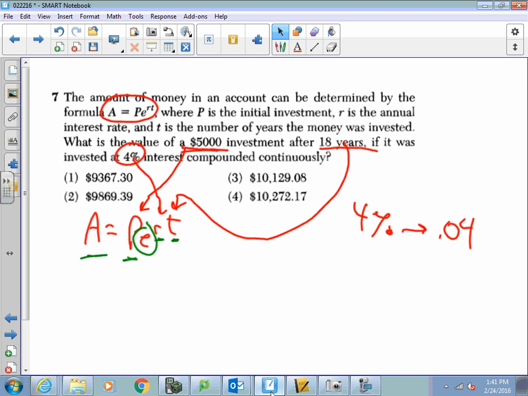We're solving for the A, so we don't have to do any type of moving around. All we have to do is plug stuff in. If we were given A and we were looking for P, we'd have to do something else. Or maybe we were given A and P and looking for R, or something like that. But right here, we're given P, R, and T, so it's pretty straightforward.